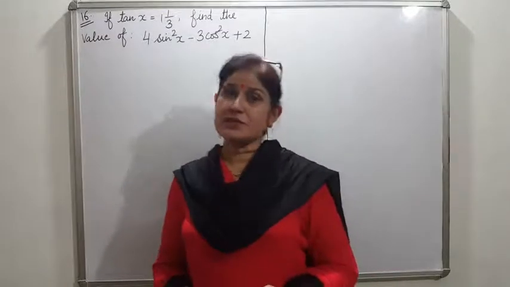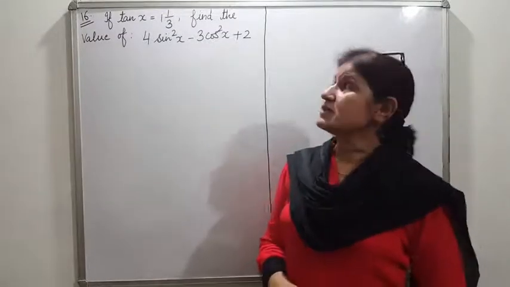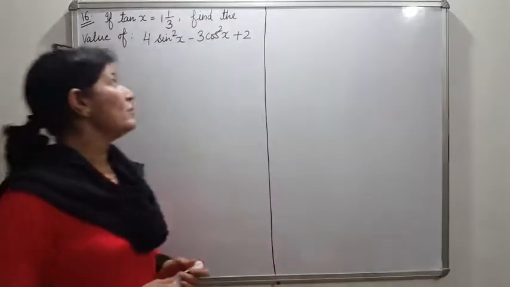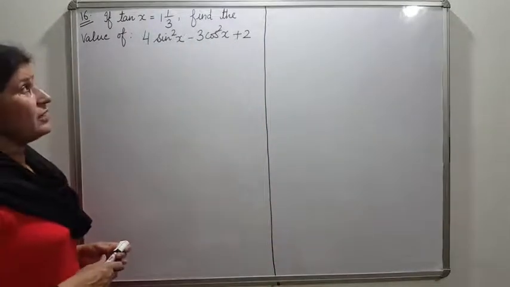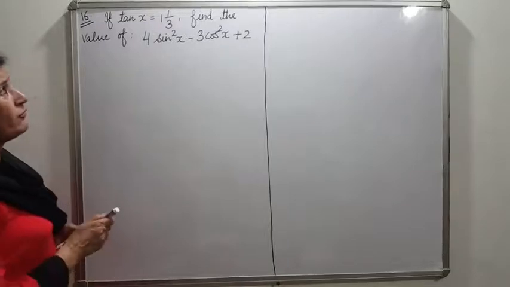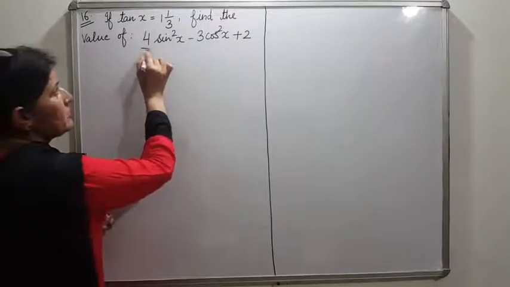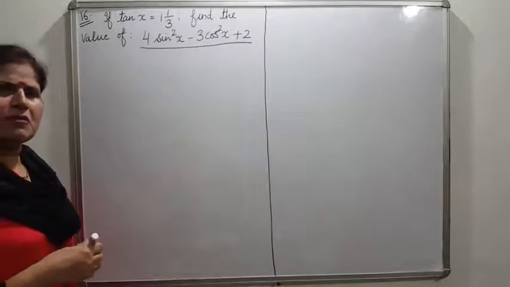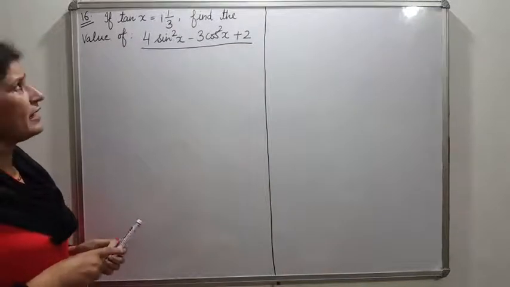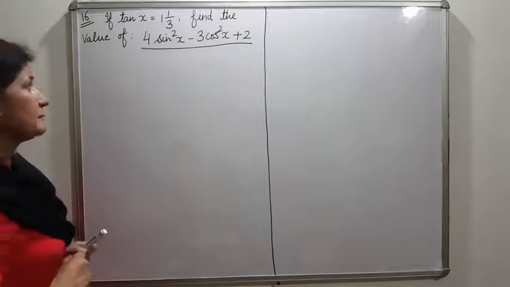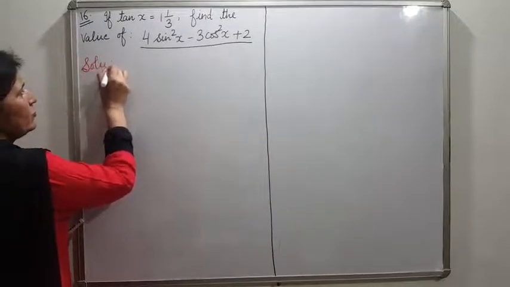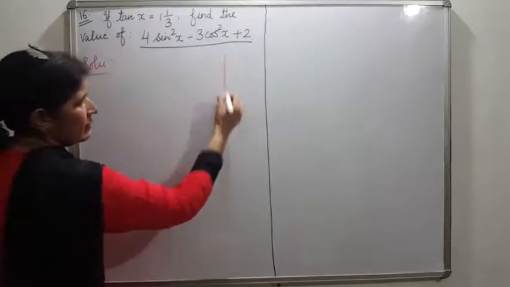Our next question, question number 16. In this question, value of tangent x is given 1 over 3. You have to find value of these terms by using given value. So you can draw a right angle triangle also and take one angle as x. So first of all, we have to draw one right angle triangle.